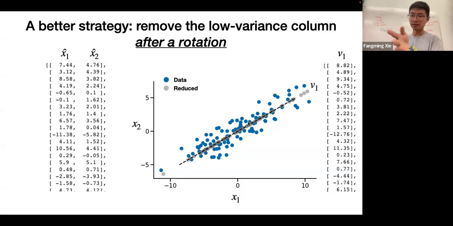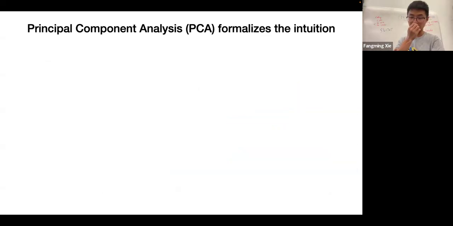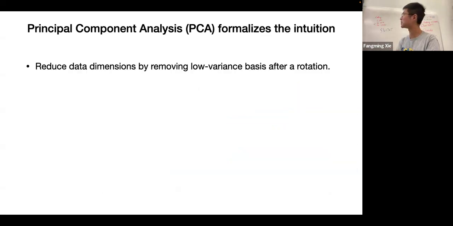So to codify it, we wanted to remove a column, but only after a rotation. And hopefully we figured out the best rotation to do in order to preserve as much structure as possible. Okay, so that's the idea behind PCA, and that's actually what PCA does exactly. PCA reduces data dimension by removing a column, but only after a rotation.